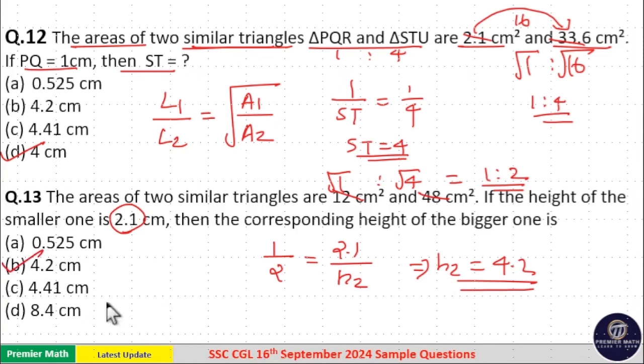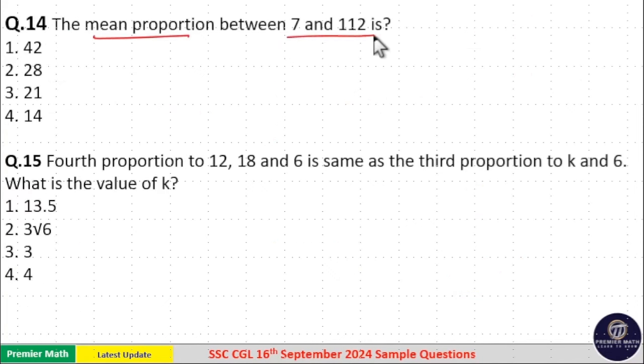Option B is your answer. The mean proportion between 7 and 112 is equal to root 7 into 112.